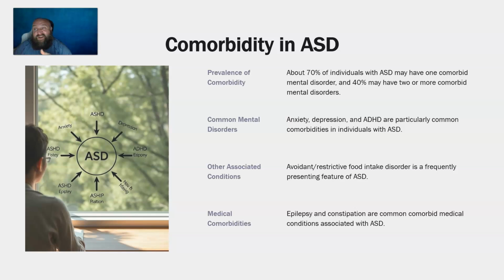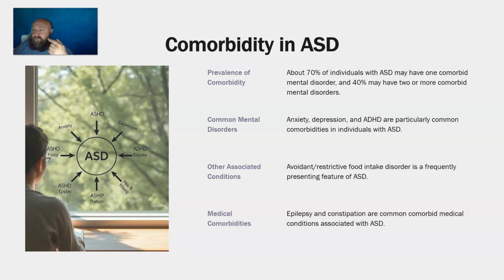I'd say anxiety is probably number one. ADHD, very, very common with individuals with ASD. It's not on here. Actually, it's on the bottom. Medical comorbidities, epilepsy. We'll talk about it again. Very common, especially in children with ASD. And then other associated conditions. Avoidant or restrictive food intake disorder is a frequently presenting feature of ASD.